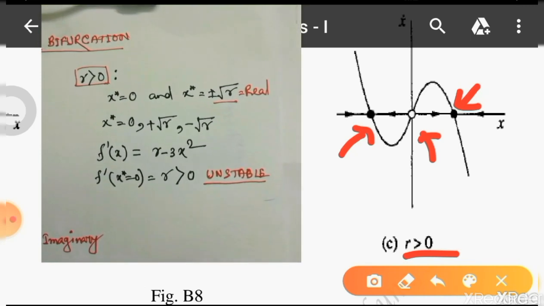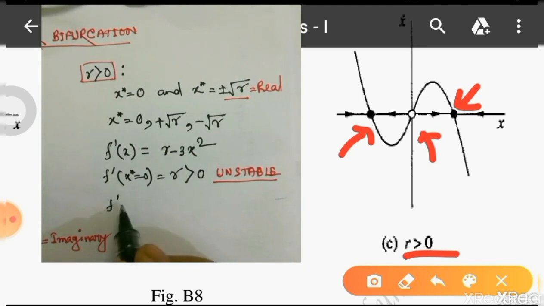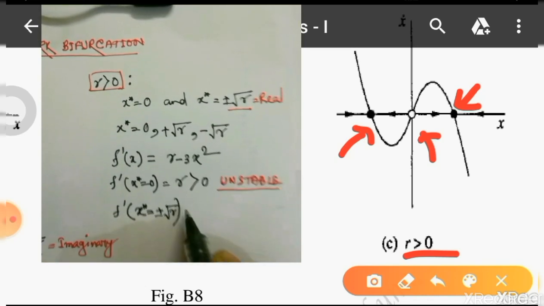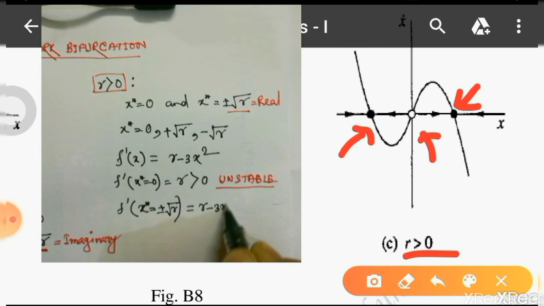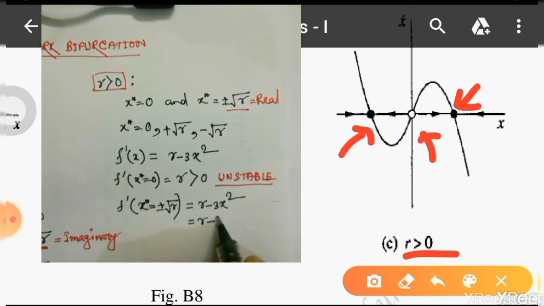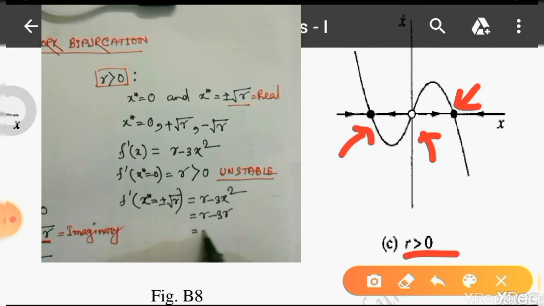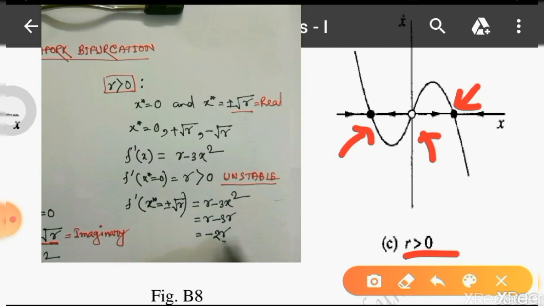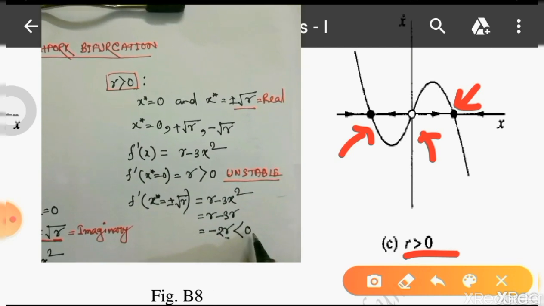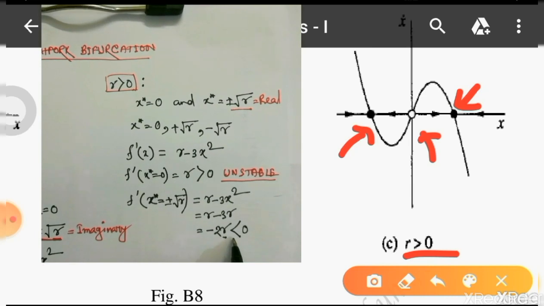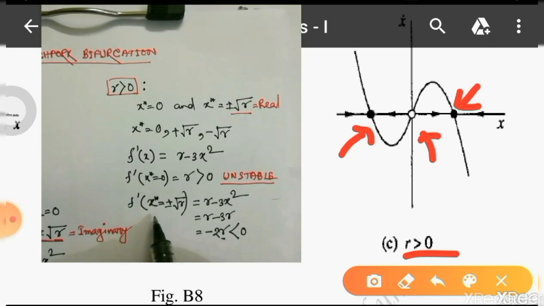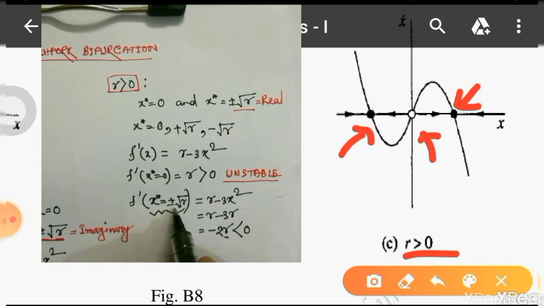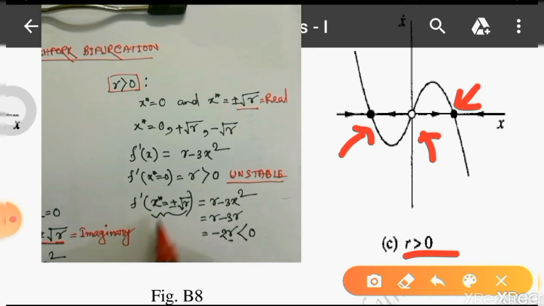Now, what will be the stability of the other two fixed points? For that, f prime of x star, at plus or minus root of r, is equal to r minus 3x squared, which equals r minus 3r, which is equal to minus 2r. And now r is positive, therefore this is less than 0. So, the perturbation will decay with time. Therefore, these two fixed points at x star equal to plus root of r and x equal to minus root of r are the two stable fixed points.